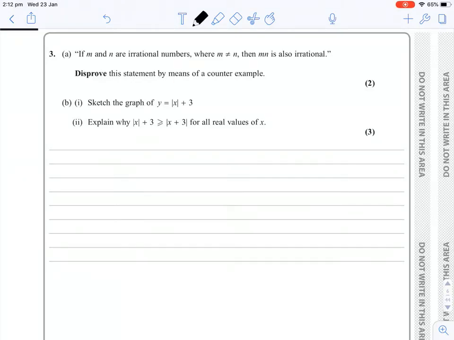Question 3a. If m and n are irrational numbers where m is not equal to n, then mn is also irrational. Disprove this statement by means of a counterexample. There are many different ways you could go about it. I'm just going to show you one of them.